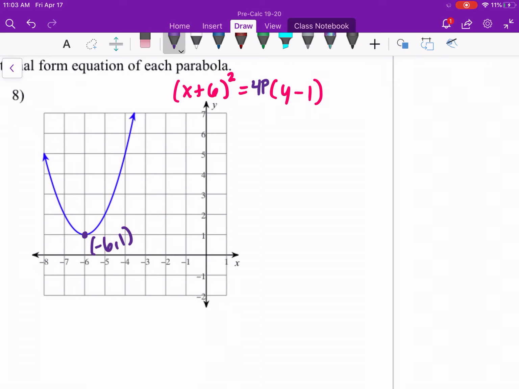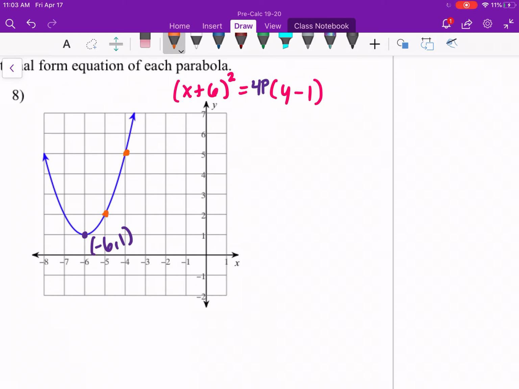So you can pick any point on the graph that you like. You can see there's some really easy visible ones to see. Let's do the -4, +5 term. So I'm going to plug in -4 plus 6 squared equals 4p, 5 minus 1. This is going to give me +2 squared, which is 4, and 4p times 4.